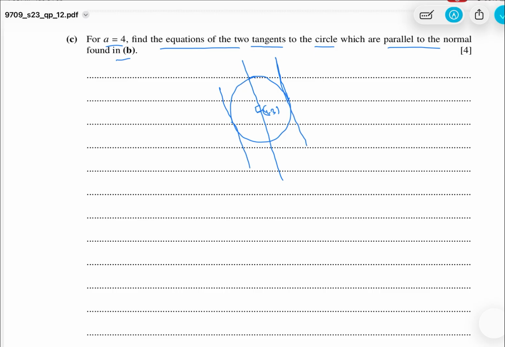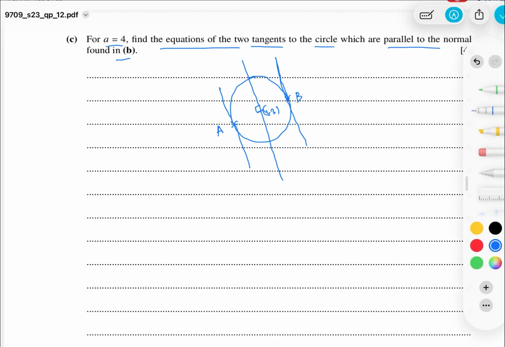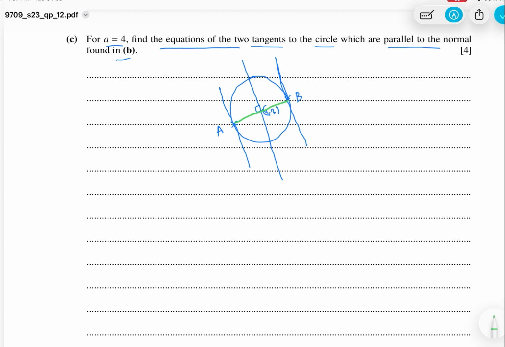To find the equation of this tangent, first I have to find this coordinate and this coordinate. Let this coordinate be A and let this coordinate be B. Now listen very carefully. To find these two coordinates, I will find the equation of this line. Can I find the equation of this line? Yes, I can, because this line will be parallel to the tangent.